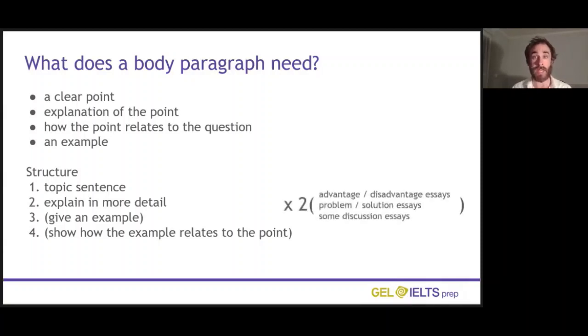You can make 2 points in one paragraph. If you do this, your paragraph will be a little bit longer and you repeat this process again. So you might have 2 examples, or you might have 2 sentences that develop your 2 points. You might choose this type of structure for an advantage or disadvantage essay, a problem or solution essay, and some types of discussion essay. But 2 points is the maximum for any one paragraph.